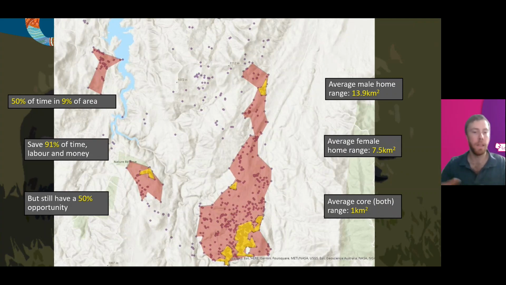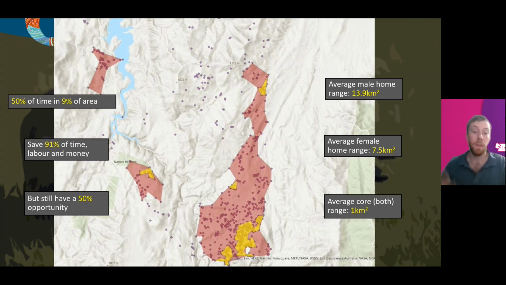So the core range is the densest 50% of its activity. In this case, the core range is the yellow area of this map. The red area, that's the home range, that's where the pig is spending 90% of its time. And the last 10% of its time is spent outside the red area. So that's all those dots outside that red area. But because core range is just 9% of the size of the home range, it means that if we only target this particular area, in theory, we could save 91% of our resources, but still maintain the opportunity of a pig encountering a control tool at 50%.